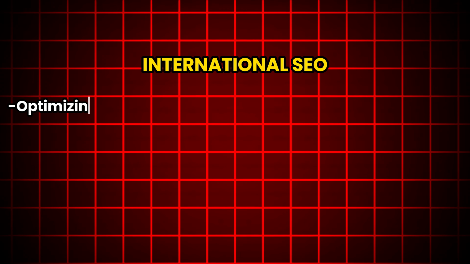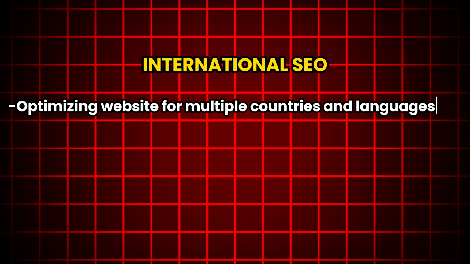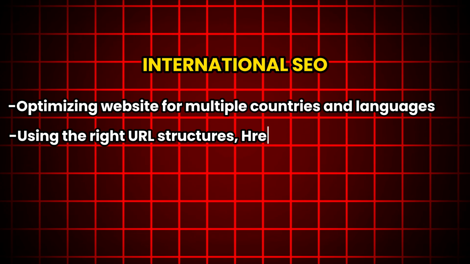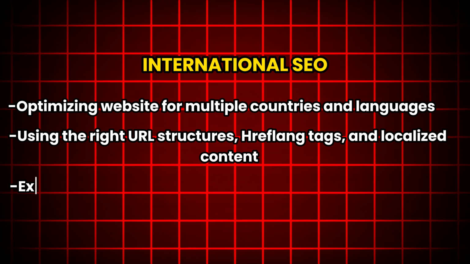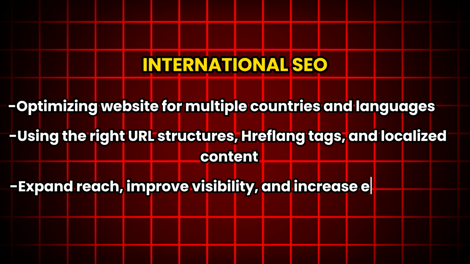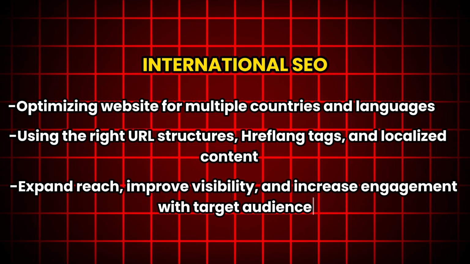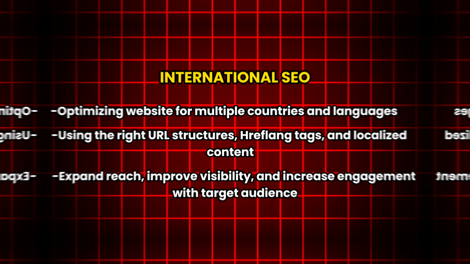To summarize, international SEO involves optimizing your website for multiple countries and languages using the right URL structure, Hreflang tags, and localized content. By doing so, you can expand your reach, improve visibility, and increase engagement with your target audience globally. If you have any questions about international SEO, feel free to drop them in the comments below.